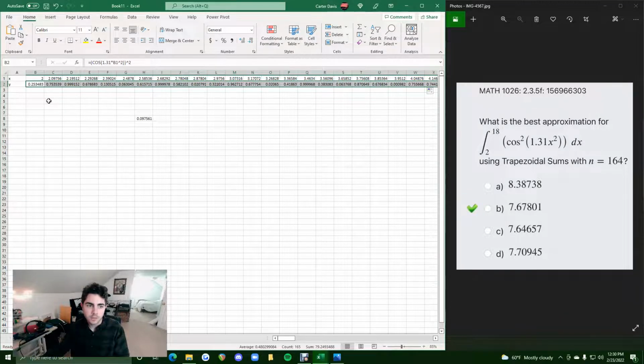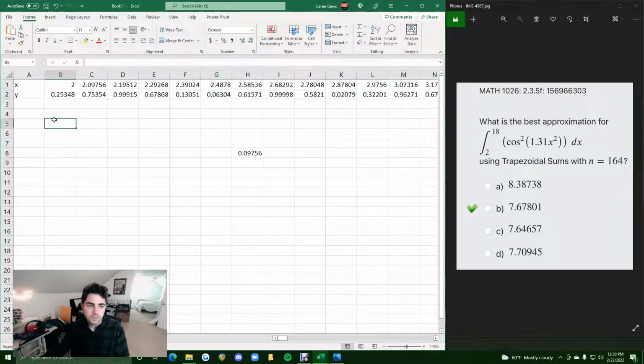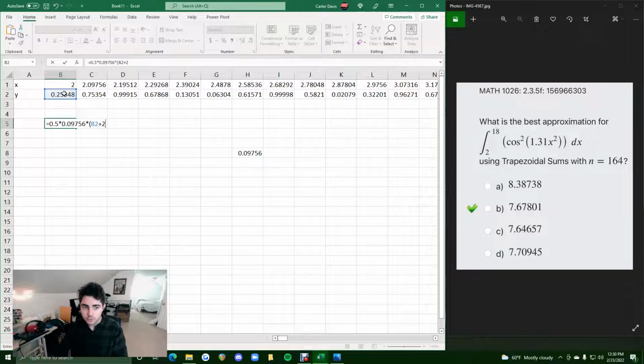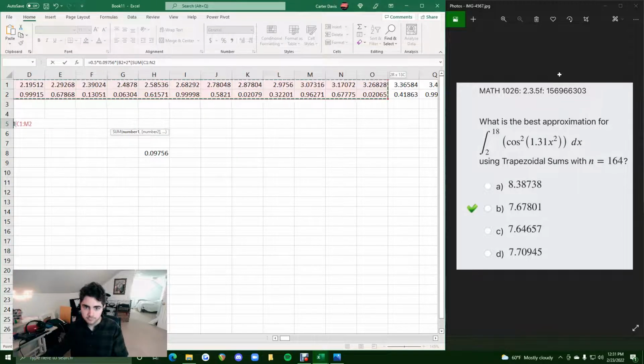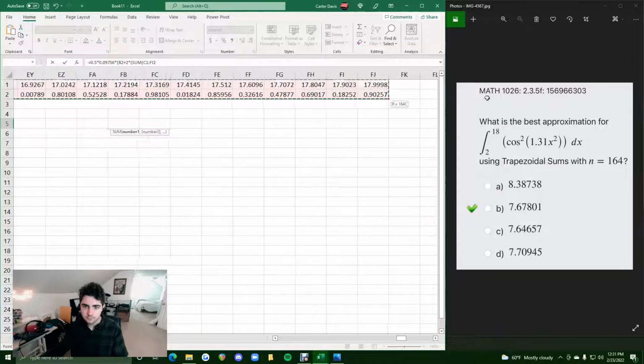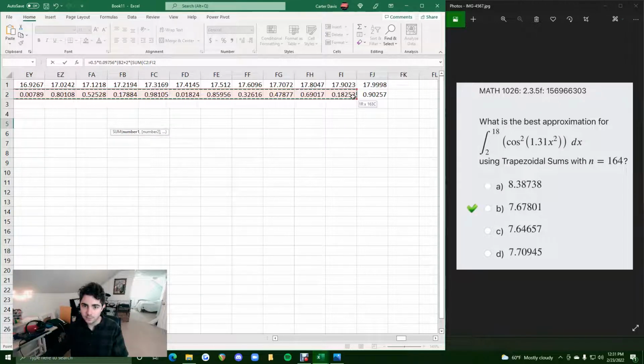And then going back to what we know about trapezoidal sums, we want to do equals 0.5, it always starts with 0.5, times the width, which we found was 0.09756, times, now we're dealing with the heights. So we start with the first height, plus 2 times the sum of all the in-between heights. So we're basically highlighting all of them except for that last one there. So we leave that off. We close the parentheses.